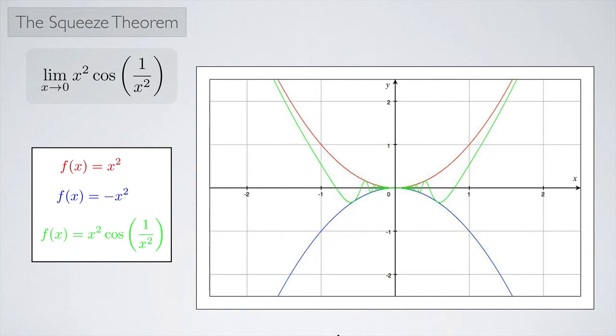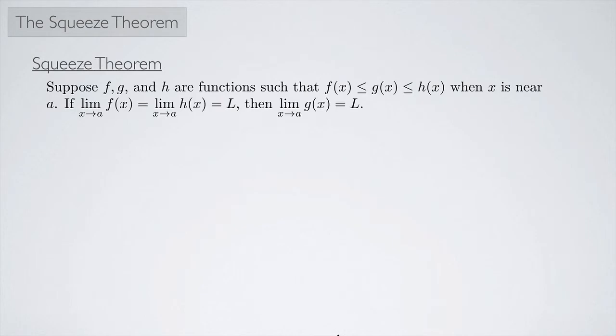So what is the Squeeze Theorem? The Squeeze Theorem says, suppose f, g, and h are functions such that f of x is less than or equal to g of x, which is less than or equal to h of x when x is near a. And I should point out that at a, this doesn't need to be true. In fact, in the previous problem, we saw that g of a was not even defined. We're just talking about when x is near a.